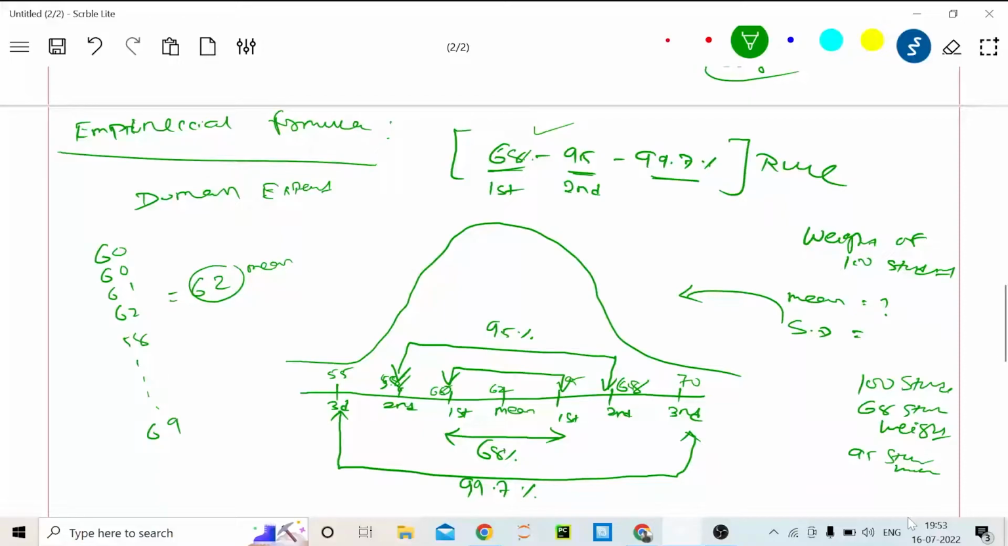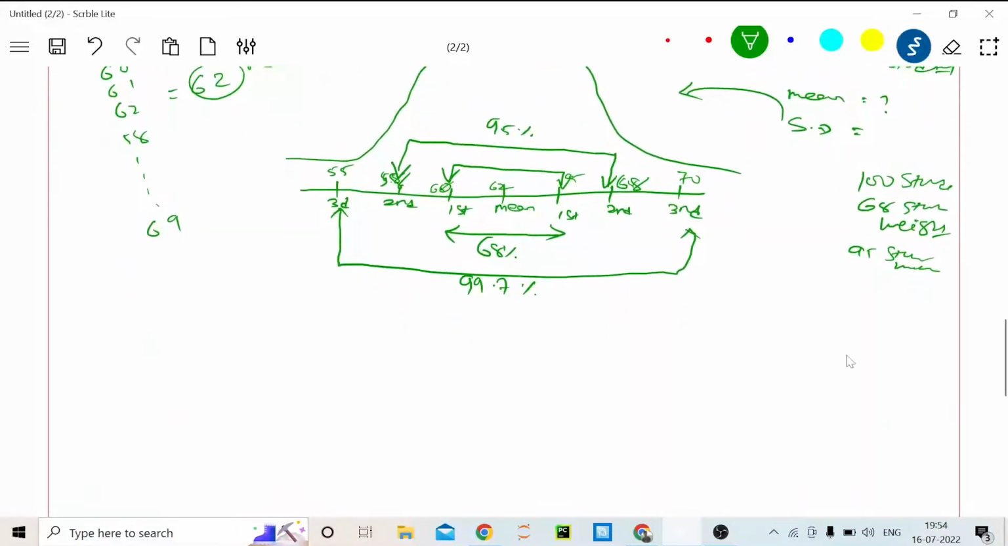That means the 68, 95, 99.7 rule is nothing but: 68% of the data will fall inside the first standard deviation, that means from this to this, and 95% of the data will fall within the second standard deviation to the left and right, and 99.7% of the data will fall from the third standard deviation on the left to the third standard deviation towards the right. Did you get it? Yes, sir. Okay.